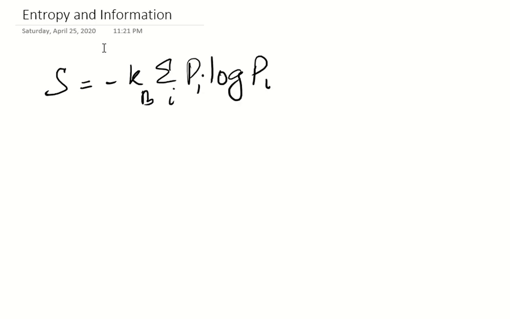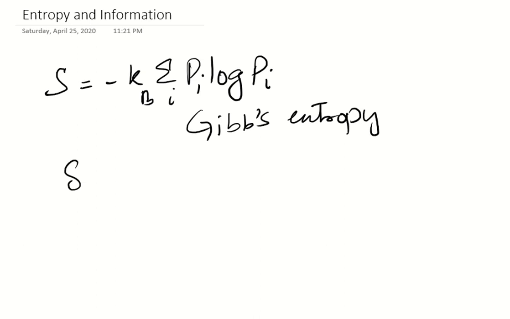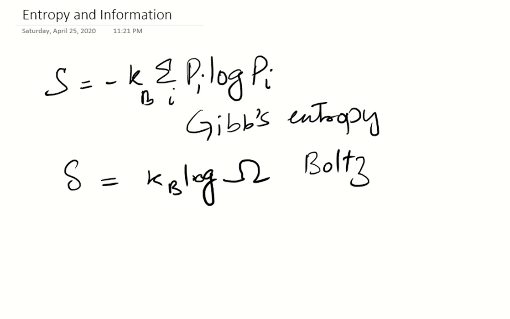So we actually derived a relationship about entropy that was minus kB sum over i of p_i log of p_i, and I did not mention the name of this kind of entropy. This is known as the Gibbs entropy formula. And before that we actually derived another formula that was kB log of omega, and that was Boltzmann's entropy.